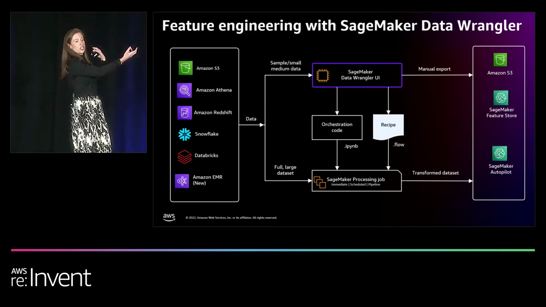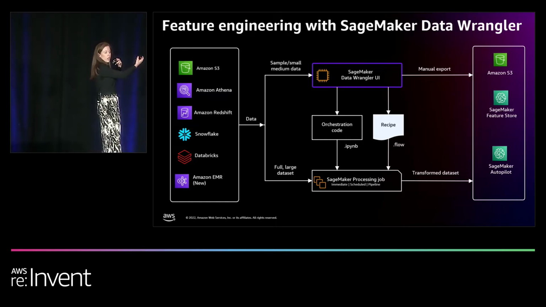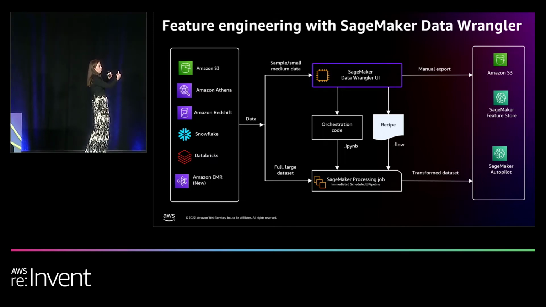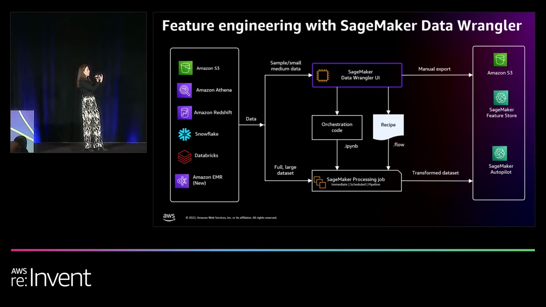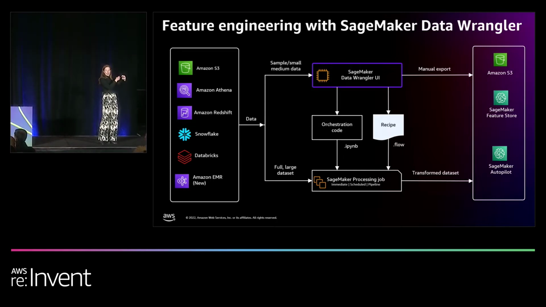So we have the Data Wrangler UI, where you can take a completely low-code visual approach to experimenting with your data, to iterating on your data preparation. And what's really happening under the hood is that Data Wrangler is creating two artifacts. One, it's creating a Data Wrangler recipe, a .flow file. This has all of the code based on the transformations that you have added to your data preparation workflow. It is also creating all of the orchestration code to run a processing job using that Data Wrangler recipe file. This is in the form of a notebook.